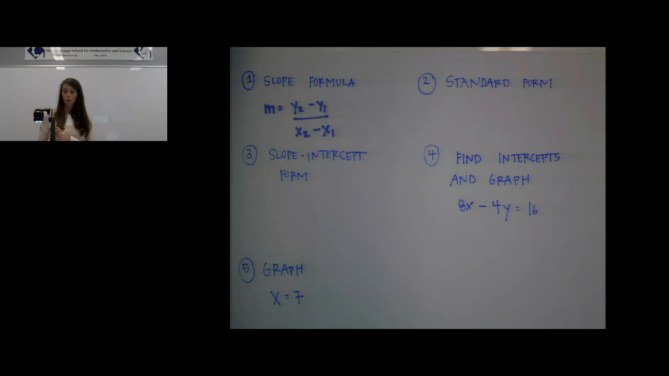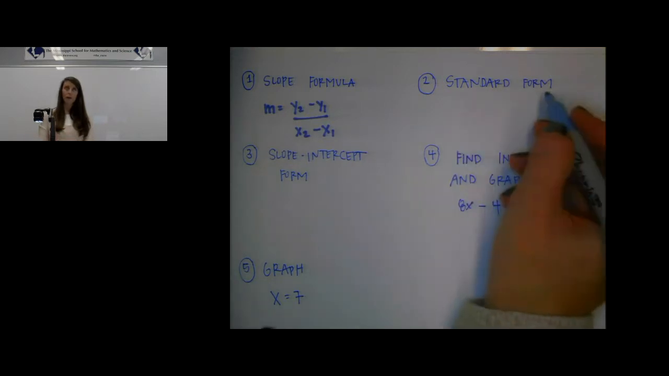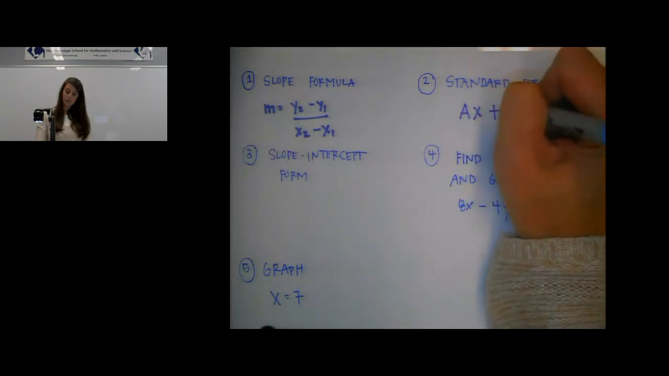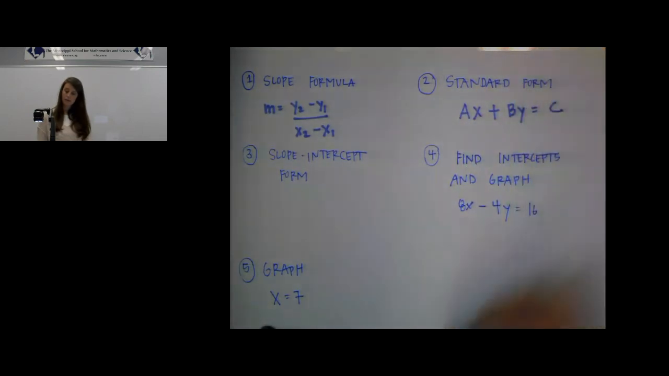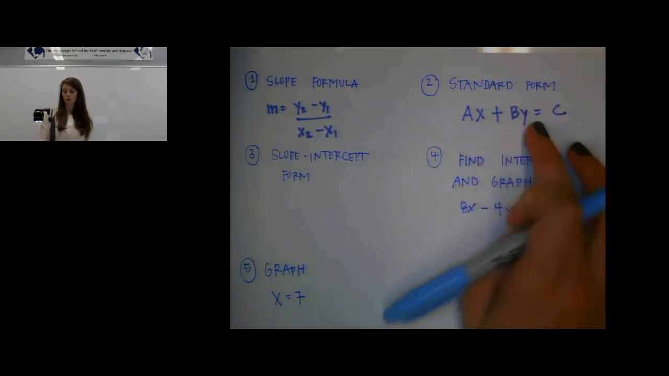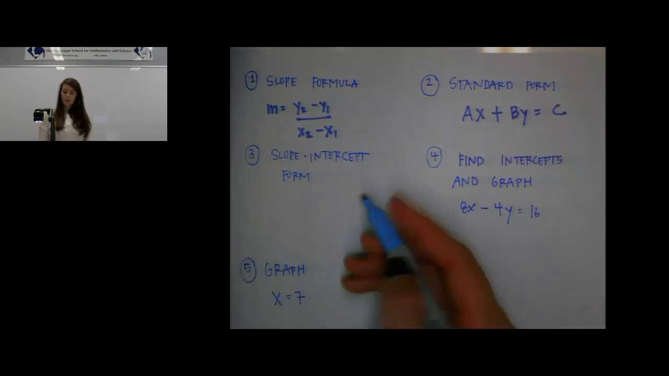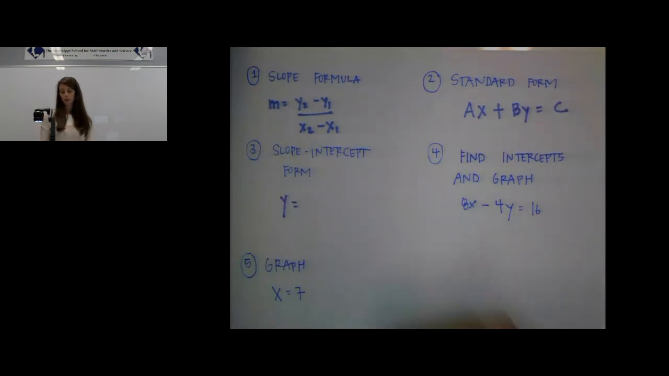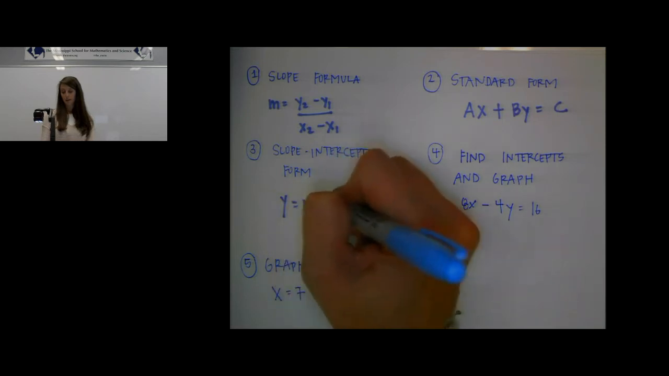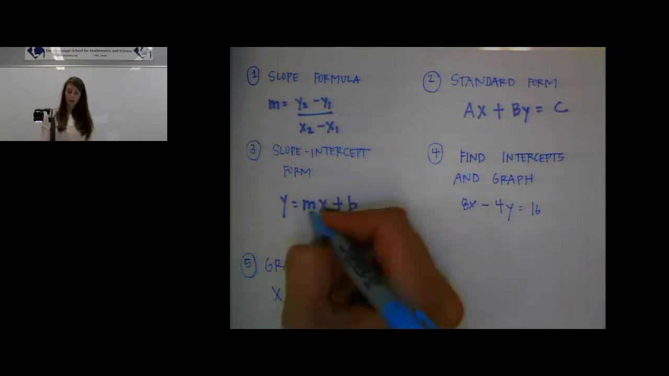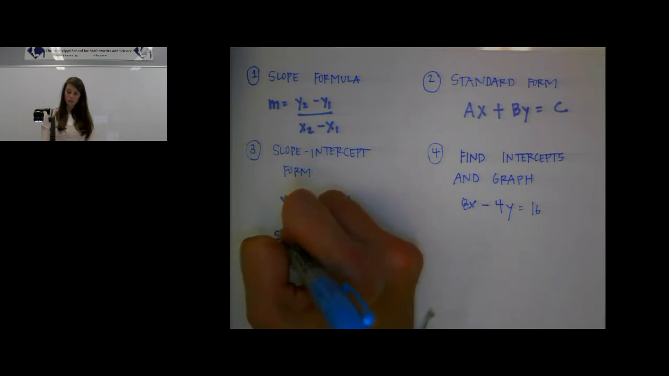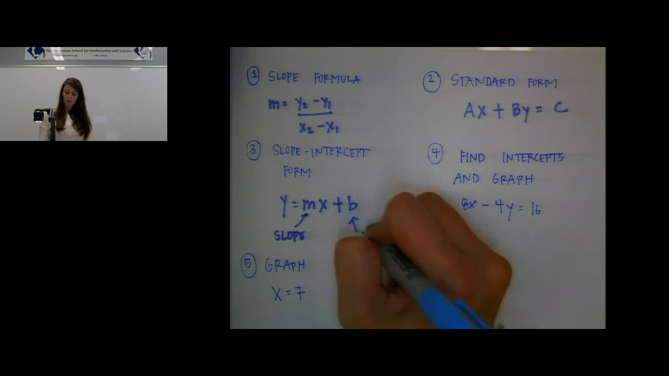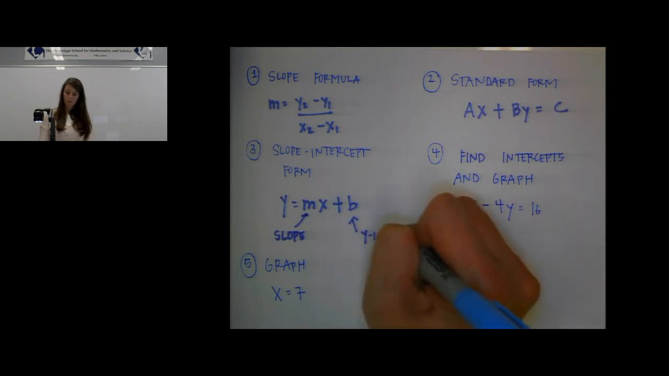Okay, standard form. An equation that's in standard form means that x and y are on the same side. So that means that this is going to be ax plus by is equal to c. Everything is on the same side. Your x and your y are on the same side. Slope-intercept form of an equation is y equals, when your equation is solved for y. What's special about that is that you can pull out your slope there. Your slope is the number that's in front of your x, and that b right there is your y-intercept.